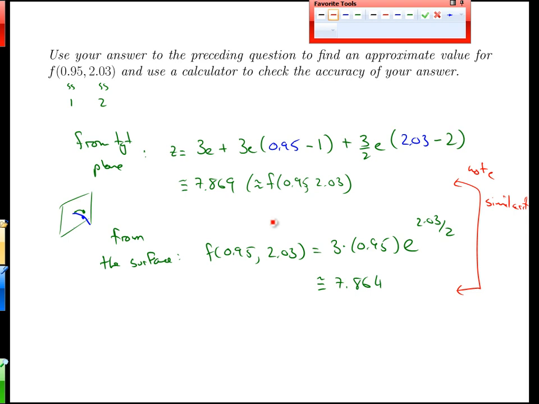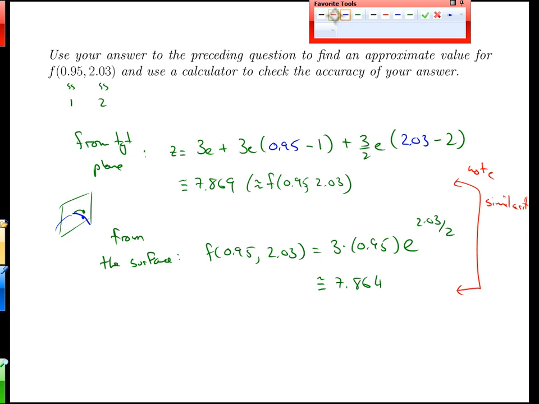So these two values are very close to one another because the value we selected here, 0.95, was very close to the center of our tangent plane approximation, and the value we selected here was also very close to the tangent plane point. And so we expect that there's not much divergence yet between the plane and the surface, whatever it happens to look like.